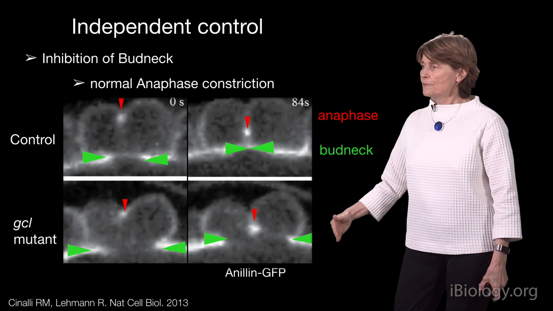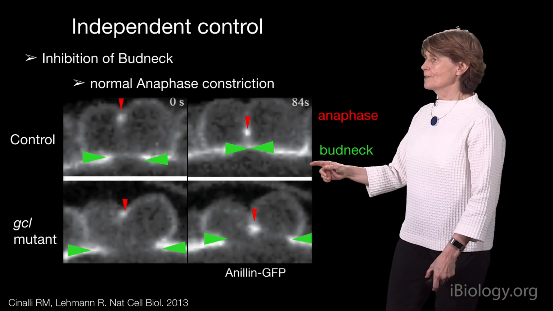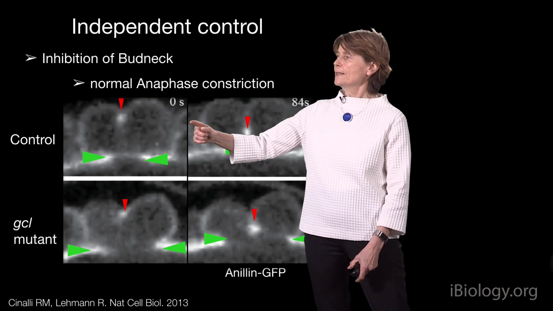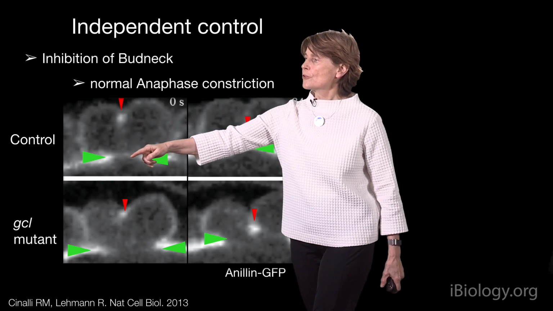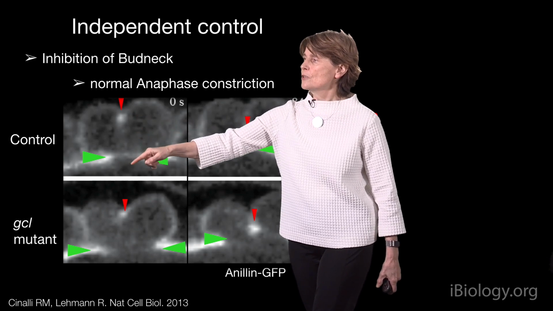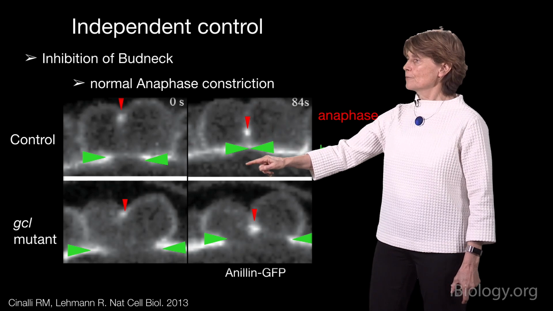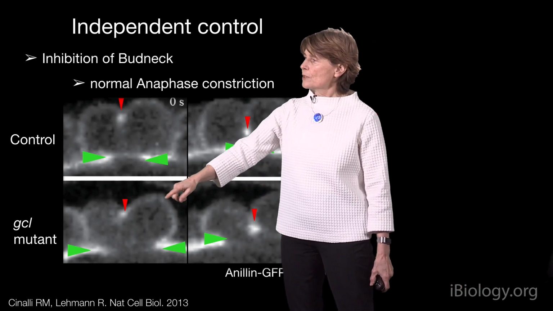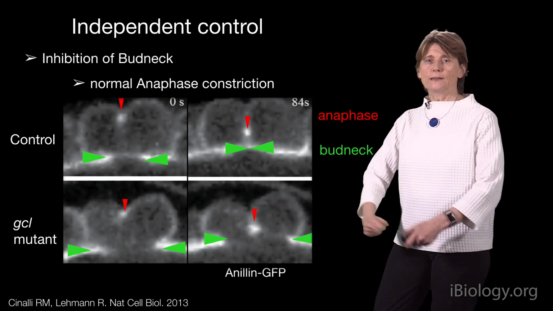On the other hand, a mutant that had been identified many years ago, called germ cell-less, specifically affects the Budnick constriction and not the anaphase constriction. And so here's the control again. You have the anaphase constriction starting, and we're watching this all by looking at aniline GFP, which helps us to see these furrows. And then we have the Budnick constricting and the anaphase furrow coming down. And then in germ cell-less mutants, the anaphase furrow still comes down perfectly fine, but there's no Budnick constriction.